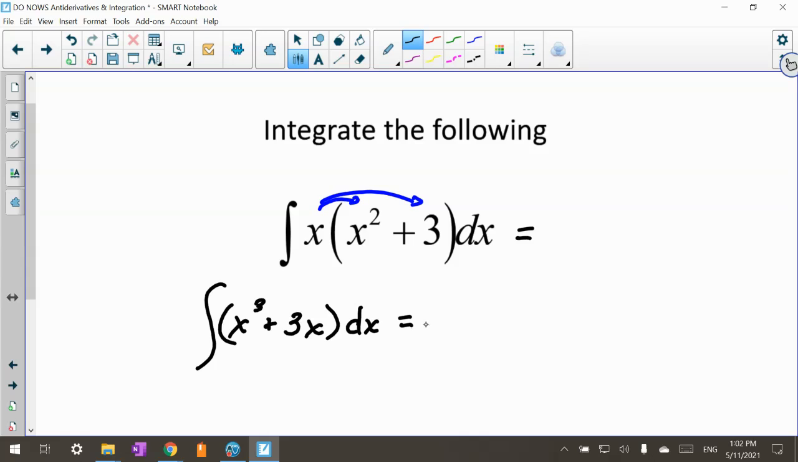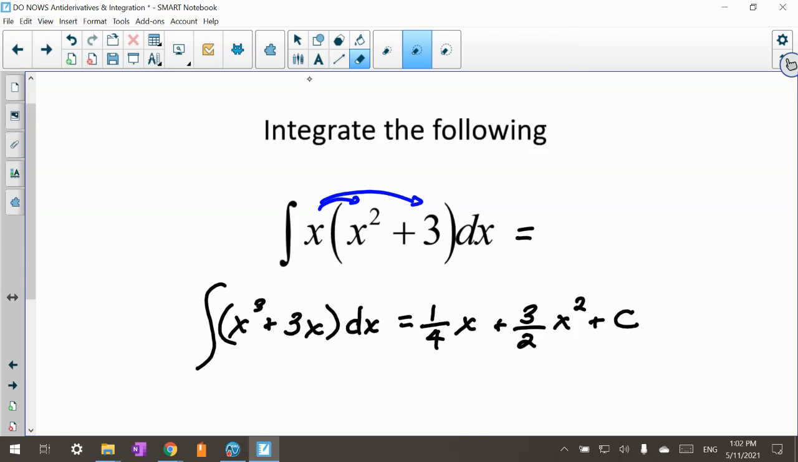When I add one and multiply by the reciprocal, I get 1/4 x to the fourth plus add 1 and multiply by the reciprocal, so I have 3/2 x squared, and don't forget your constant c. Anytime you have an indefinite integral, you're going to make sure you put your constant c because we don't know what that is. So that was the first one we did in class.